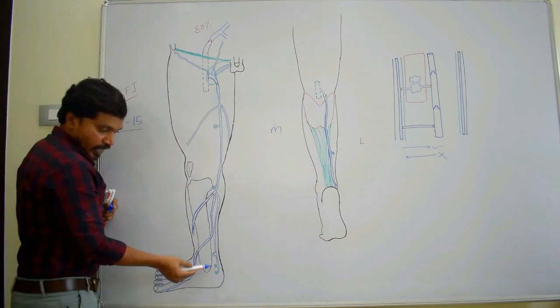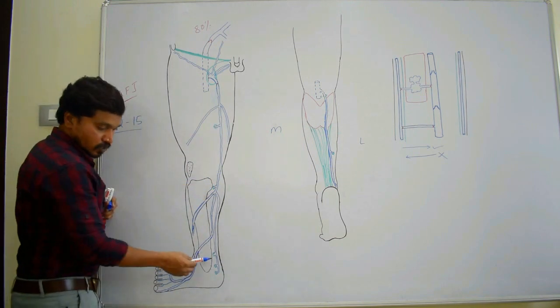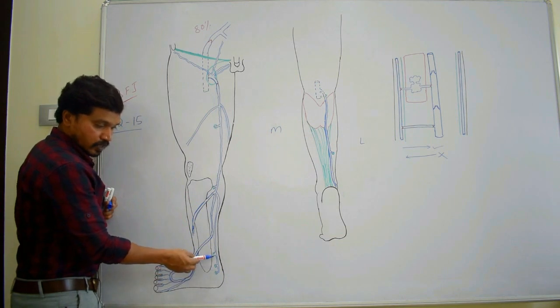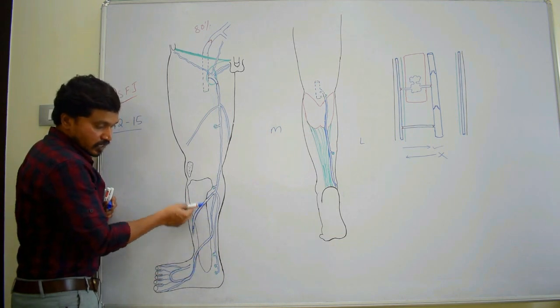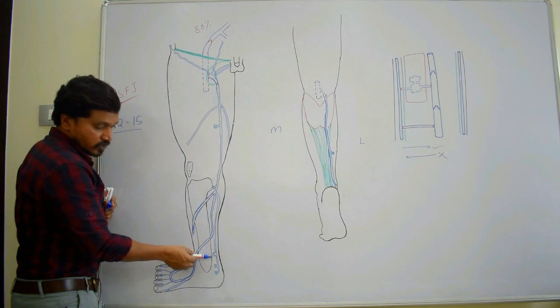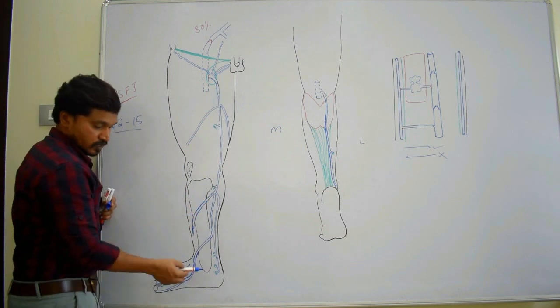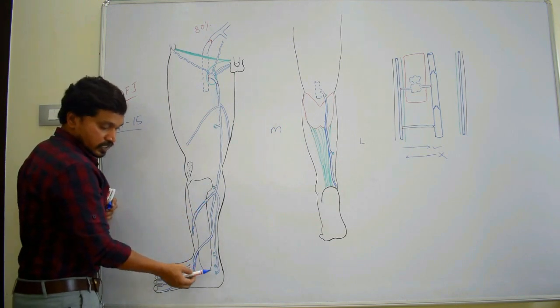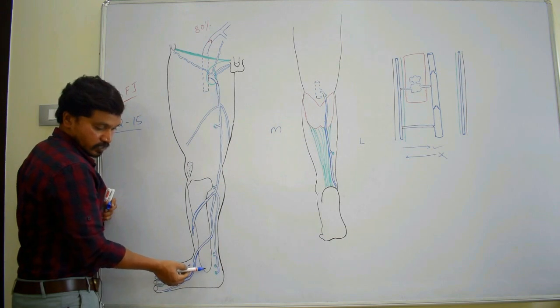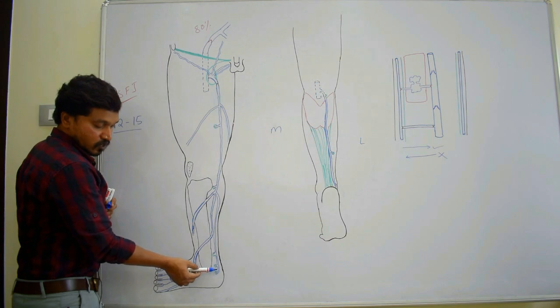Then medial ankle perforator. There are three in number: upper, middle, and lower. Upper is present at the junction of the upper two-thirds and lower one-third. It is connecting the posterior arch vein with the posterior tibial vein. Then the lower one is present just below and behind the medial malleolus. See, this is the medial malleolus. Just below and behind the medial malleolus, and it connects the posterior tibial vein with the posterior arch vein.